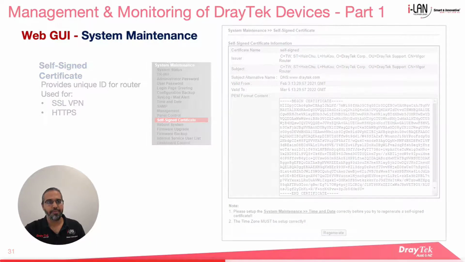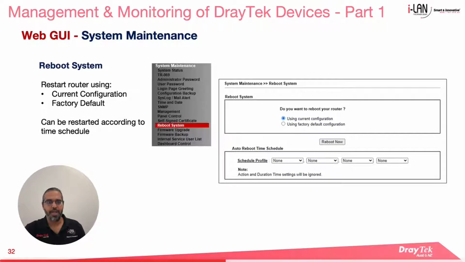Next, the Reboot System menu option allows you to restart the router. It can be restarted to use the current configuration or to reset to factory default settings. Be aware that if you are restarting the router remotely using factory defaults, it will mean a trip to the remote site to reconfigure that device. The router can be set to restart on a regular basis according to a time schedule. It may be necessary if some issues are encountered that require a regular reboot.